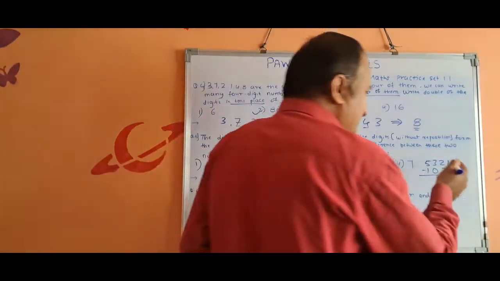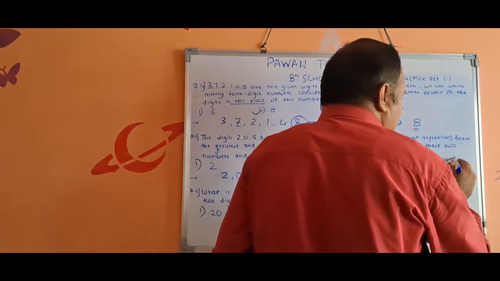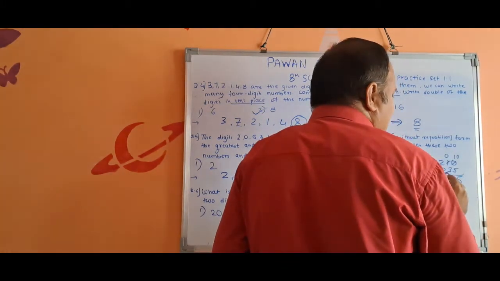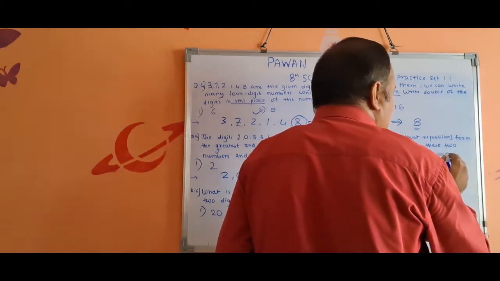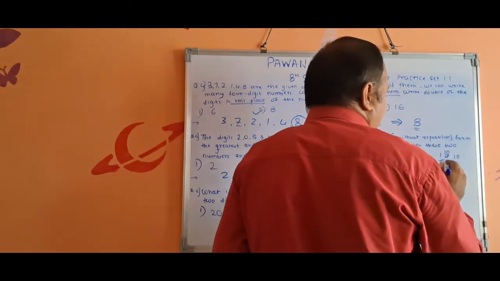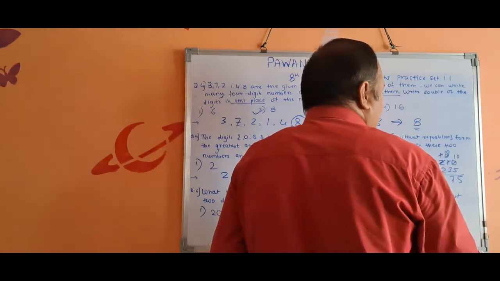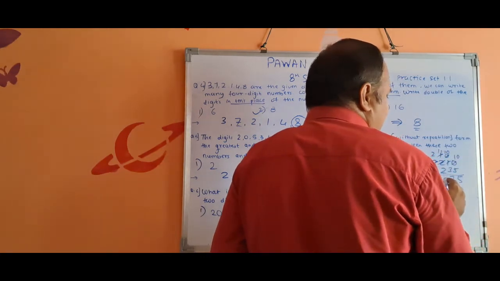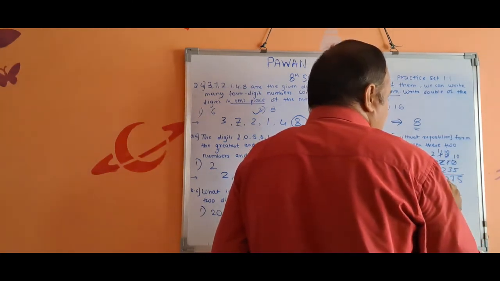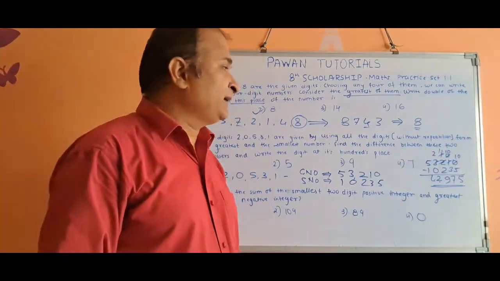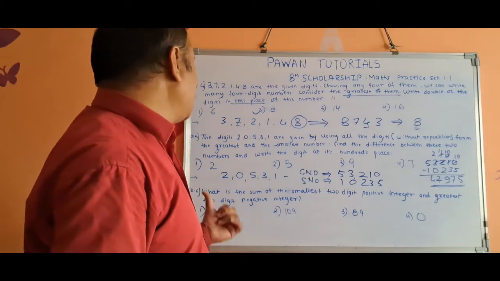Now let us take the difference. 0 minus 5 is possible? No. Let us borrow. This will become 10 and this one will become 0. So 10 minus 5 is 5. Again, 0 minus 3 is not possible. We will borrow from this 2. So this 0 will become 10 and this 2 will become 1. So 10 minus 3 is 7. Again, 1 minus 2 is not possible. Let us borrow from 3. So this 1 will become 11 and this 3 will become 2. So 11 minus 2 is 9. 2 minus 0 is 2 and 5 minus 1 is 4. So the difference is 42,975.